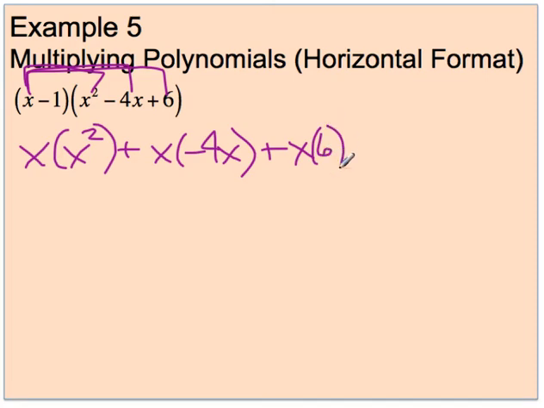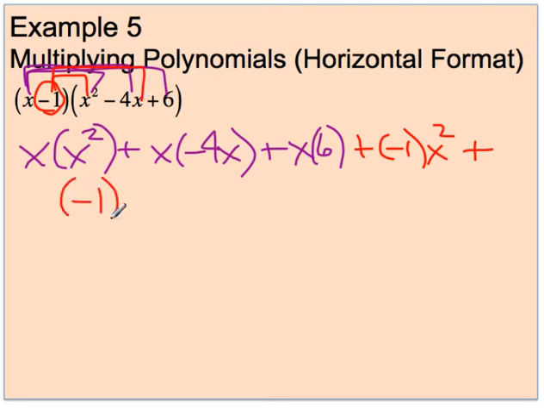So I've multiplied the first term of the binomial times each of the terms of the polynomial. Now I'm going to take this negative 1 and distribute it to each as well. So I have minus 1 times x squared, so plus negative 1 times x squared. I want to add to that negative 1 times negative 4x. And I want to add to that finally negative 1 times positive 6.